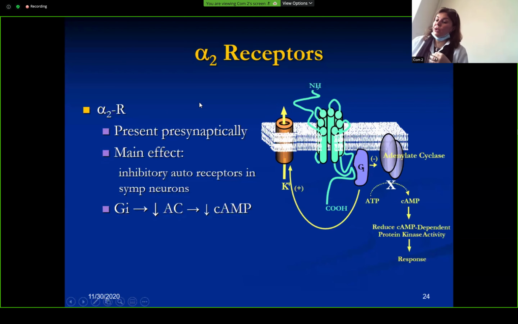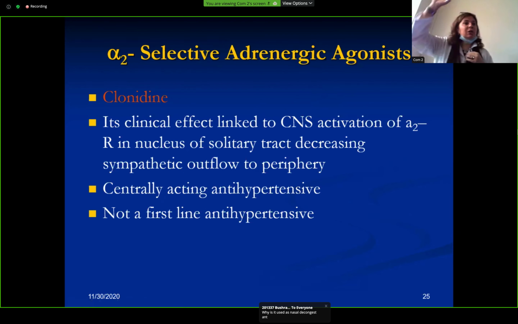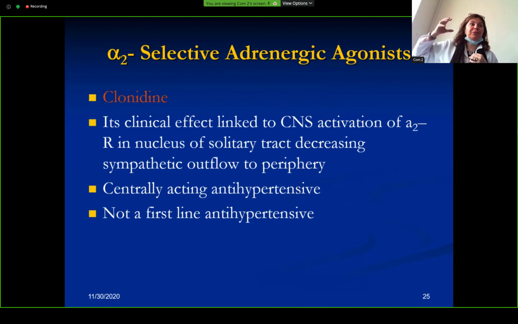Now the alpha 2, which is what? The autoinhibitory, so you expect it to be Gi, decreasing cyclic AMP. So remember all the details of it from my previous slide. Now, alpha 2 selective agonist: you are inhibiting the release of norepinephrine. You don't have norepinephrine. So it was mainly used as a centrally acting antihypertensive, but it's not the first line anymore. It was clonidine that they used. Its clinical effect is linked to CNS activation of alpha 2. Sometimes, by the way, it's written A2, sometimes alpha 2, the symbols change from place to place. It acts on the nucleus of the solitary tract, decreasing sympathetic outflow to the periphery. It was used, but now we have better medications for decreasing blood pressure.